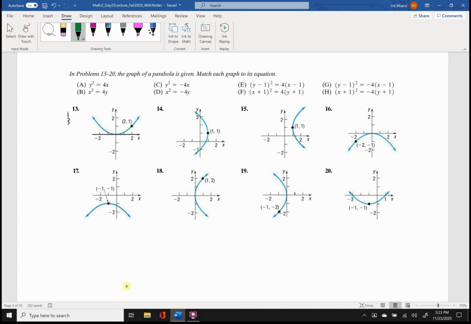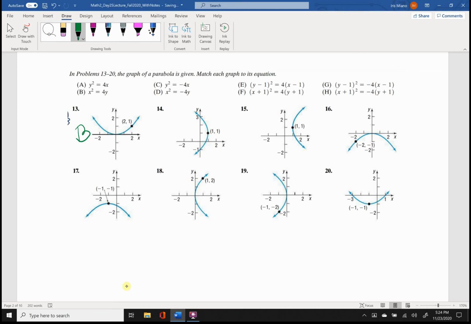So looking first at number 13, you might notice that you have an upward facing parabola that has its vertex at the origin, okay? So upward facing means that it's going to be squared in x, and also have a positive 4 factor involved, and centered at the origin means it's not going to have anything added or subtracted directly on the x's or the y's. So I'm looking at B here. B is going to be the equation that matches with number 13.